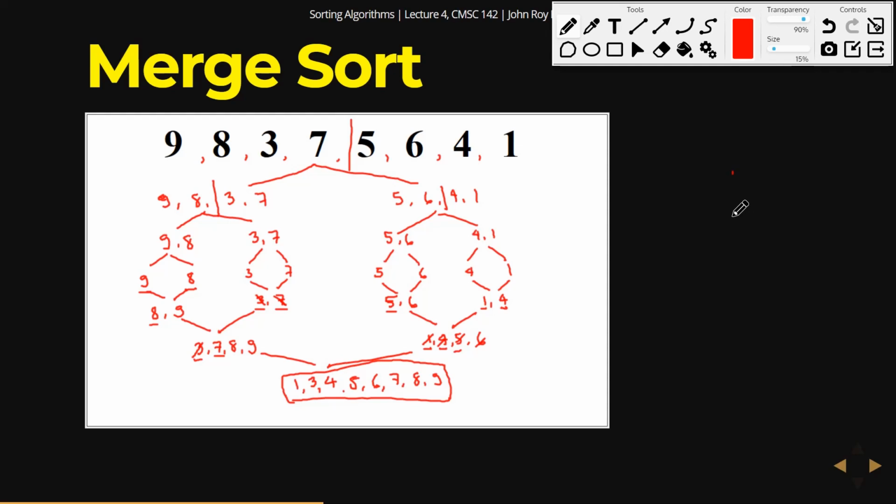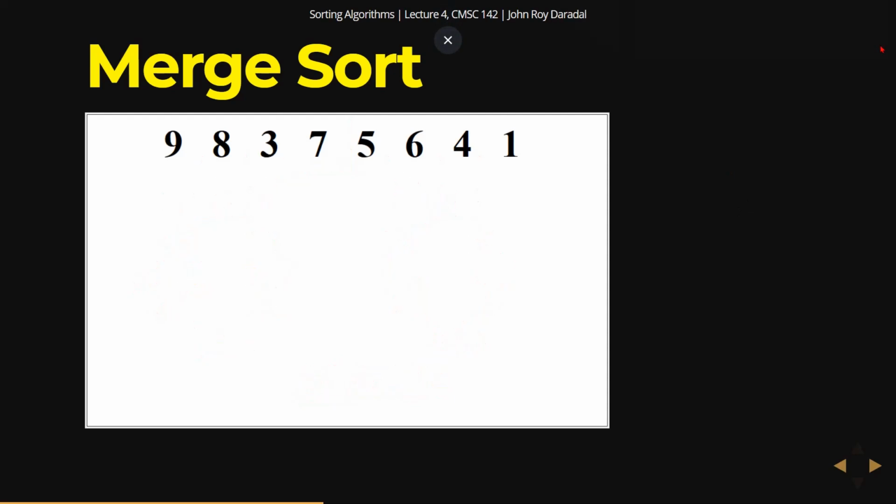Okay, so that is merge sort. So divide into smaller subproblems until you can't divide it anymore. That means that there's only one item per subproblem. Okay, so you can't divide that further. Then after that, you'll have to merge everything together by comparing which one is the smaller item, and then copy that first to the merged version. Okay, so that is merge sort.